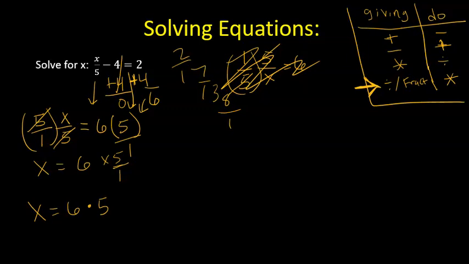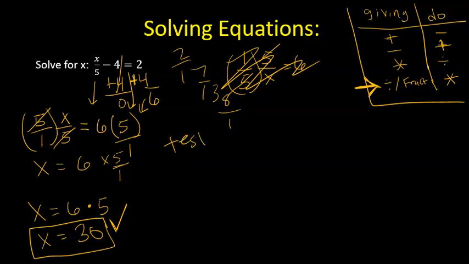So now what do I do? Well, it looks like I have x equals 6 times 5. Everything is already isolated. So all I have to do is multiply these, which is 30. 6 times 5 is 30. This is my final answer. I'm done with this problem. However, I have to make sure that it's correct, so I have to test it. And we test it just like we did earlier, where you take the original problem, and whatever your answer was, you just throw it in there.